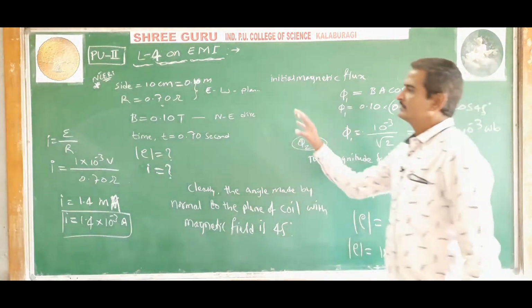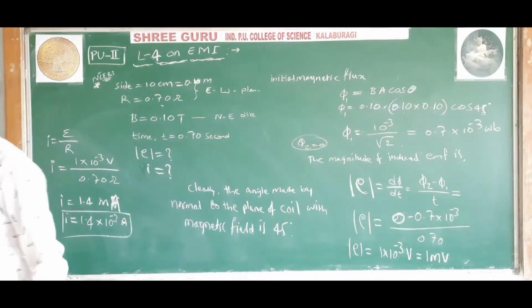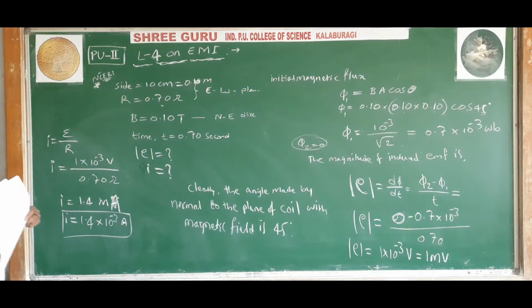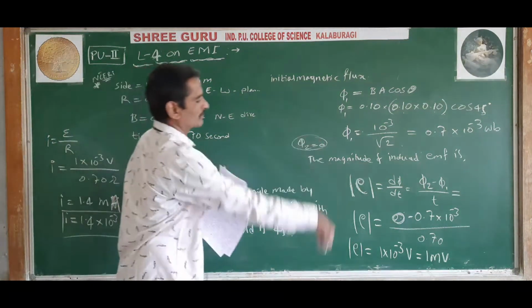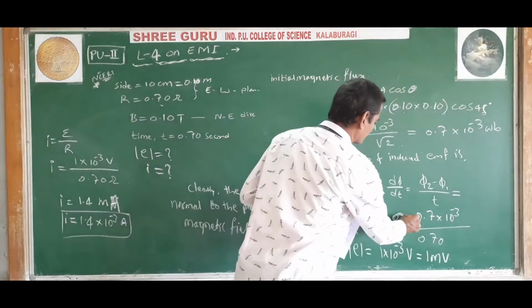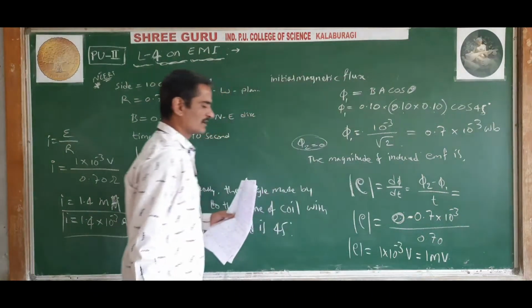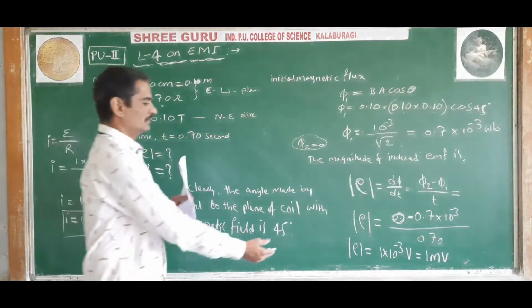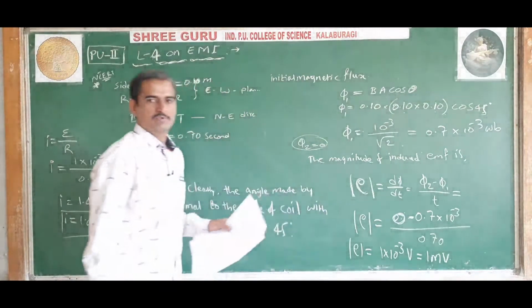Simple questions. You just have to think about the angle and the given data, and you will get the answer. They are asking only for the magnitude, so the minus sign does not matter. They are asking only for the magnitude of the induced EMF, so you can write it as 1 millivolt.